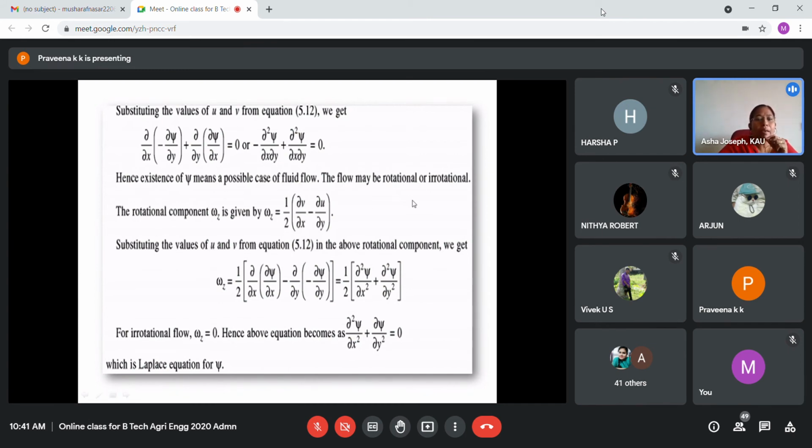Unlike the previous case, here you are not getting the rotational component as zero. The rotational component is given from the previous expression: wz is equal to half of dou v by dou x minus dou u by dou y. Substituting the values of u and v, we get wz. For irrotational flow, wz is equal to 0, hence the above equation becomes 0, which is again a Laplace equation of psi.